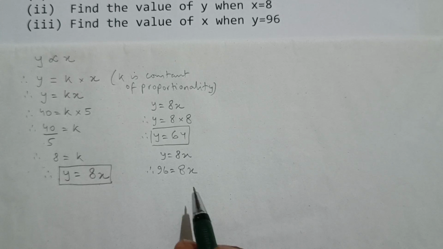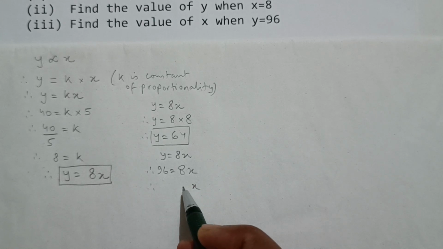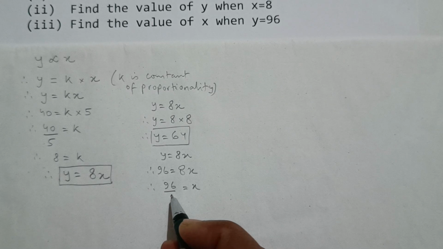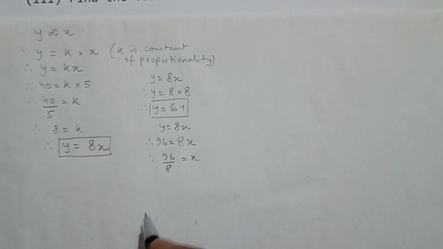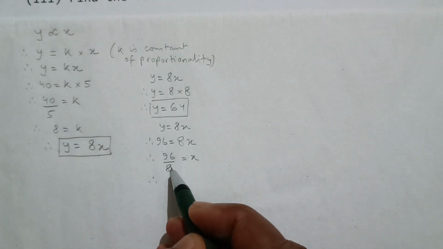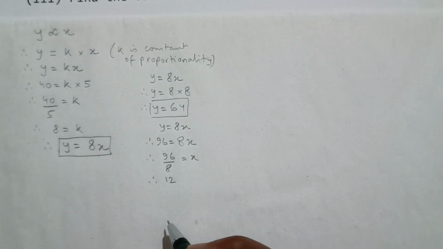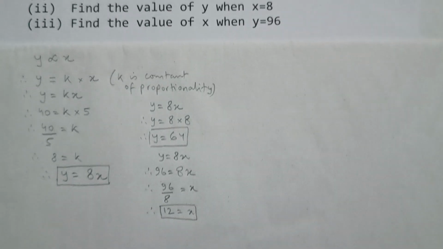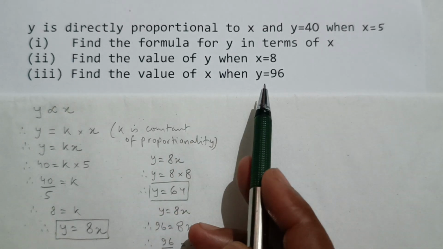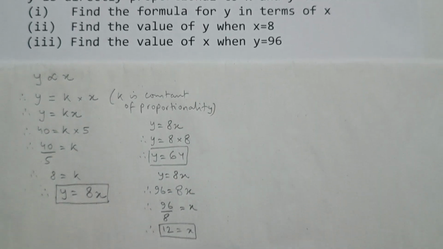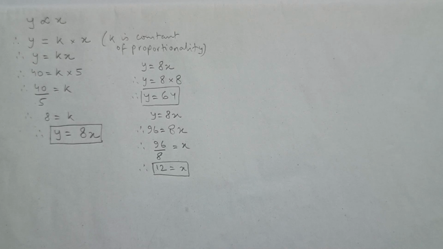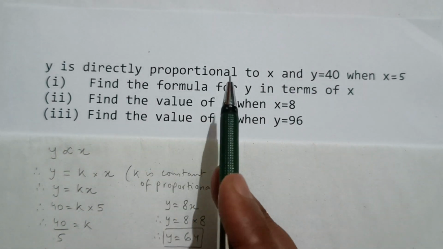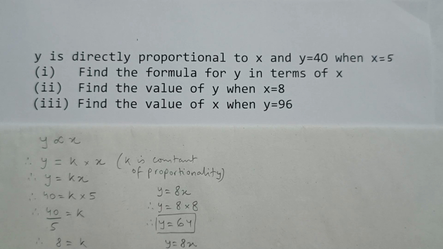Now I can find the value of x. So x is equal to 96 divided by 8. 96 upon 8, and what is that? 96 divided by 8 is 12. So the value of x is 12 when y equals 96. This is how I have solved this particular question. Now let us go to question number 2.